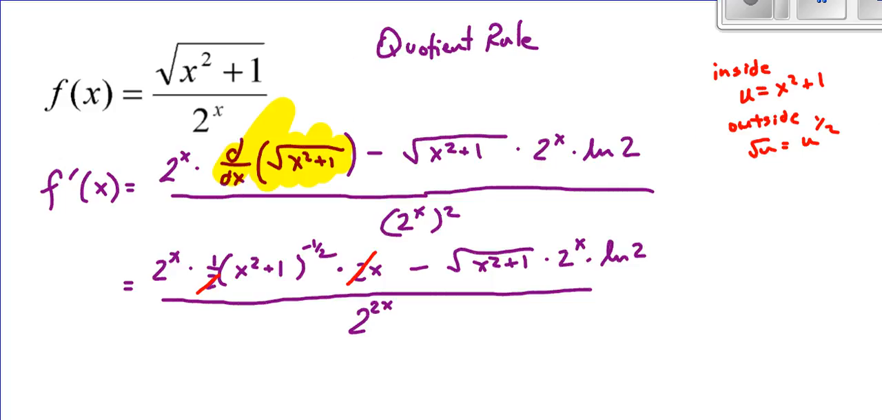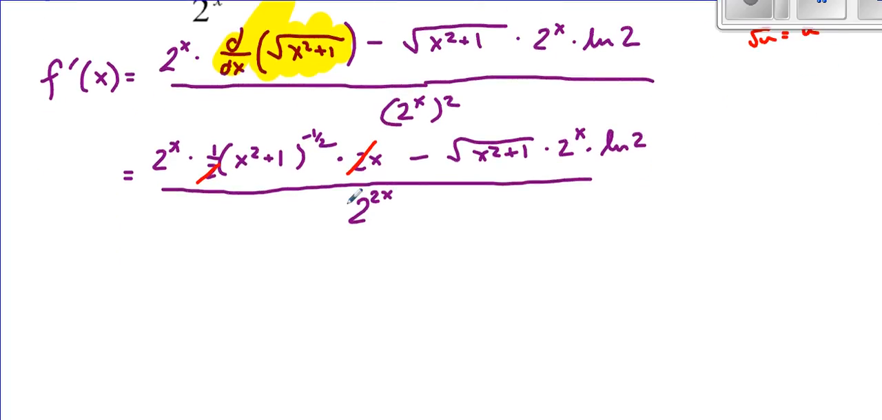So let me just show you what you might see in the back of the book. I mean, we've got the right answer so far, but what they might do is say, hey, we can factor out a 2 to the x, because you're going to notice right over here, we have a 2 to the x in the first term and also in the second term. So then I have an x squared plus 1 to the negative 1/2. I also have an x, I'll write it in the front, minus, I'll put the natural log 2, and then the square root of x squared plus 1.